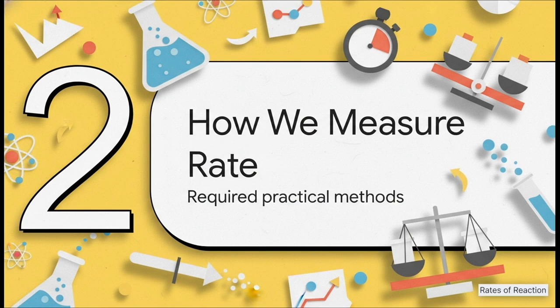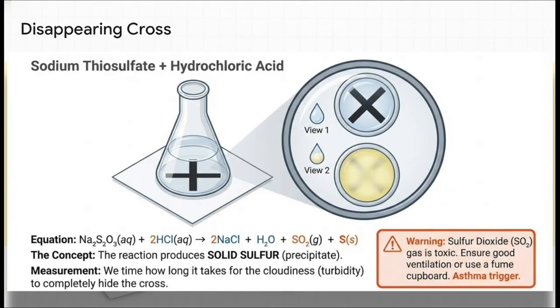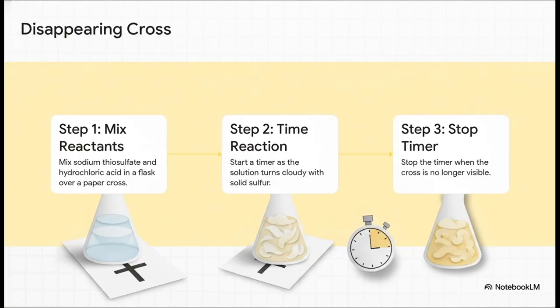Now let's get practical. How are you actually going to measure reaction rates in the classroom? One of the classic experiments is the disappearing cross. You mix two clear liquids, and they react to make tiny particles of solid sulfur. This makes the whole mixture go cloudy. All you do is put the flask on a piece of paper with a cross drawn on it and time how long it takes for that cross to vanish. Simple. The faster it disappears, the faster the reaction.